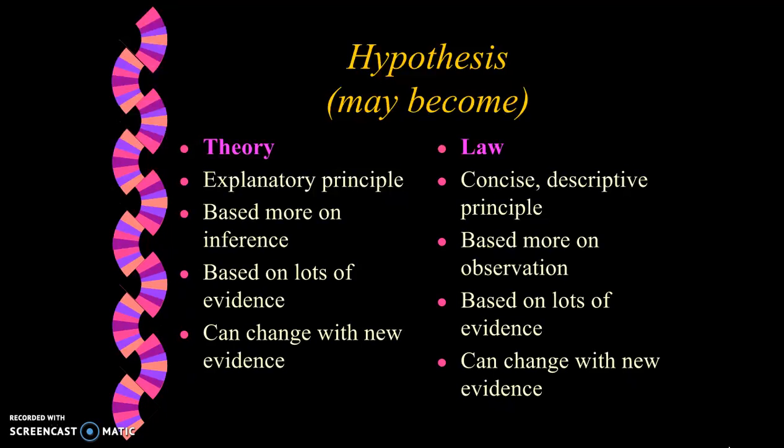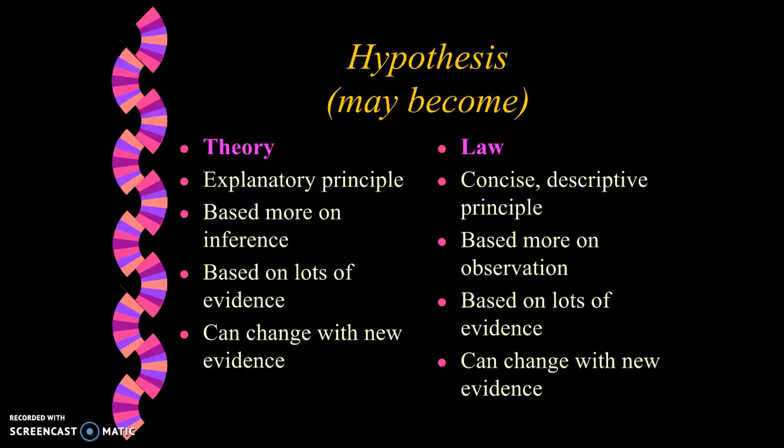A hypothesis, once tested, may become a theory or a law. A theory is an explanatory principle. It's based more on inference, but it is based on lots of evidence. Basically, you're going to have a whole bunch of different hypotheses falling under that theory. And it can change with new evidence.